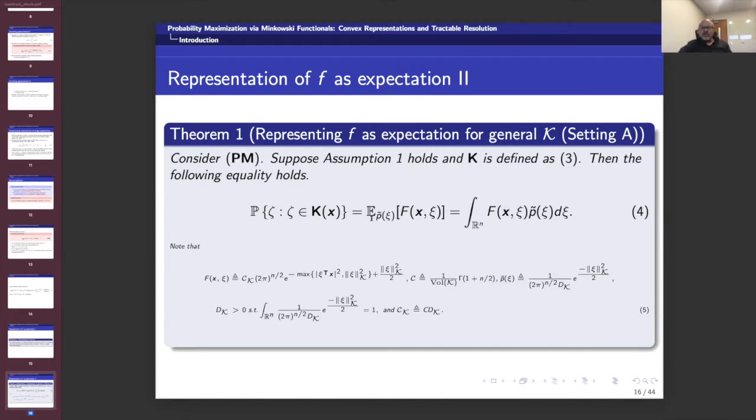What is also important to note is that the object on the right, the expectation of f of x, psi, has some convexity properties, and I'll make those precise. That provides a pathway to efficient computation. So that's the main idea. This probability is written as the expectation of f of x, psi, which is the integral of f of x, psi with respect to this density p tilde of psi. This is the definition of f and of p. But let's go through the analysis of it.